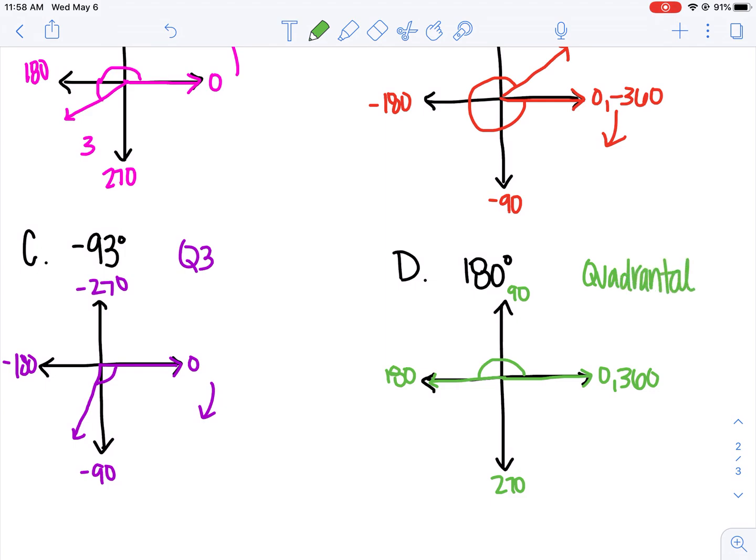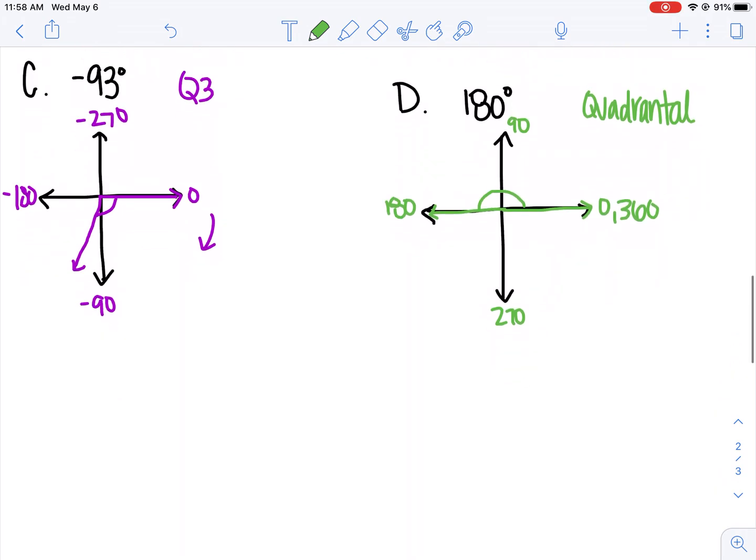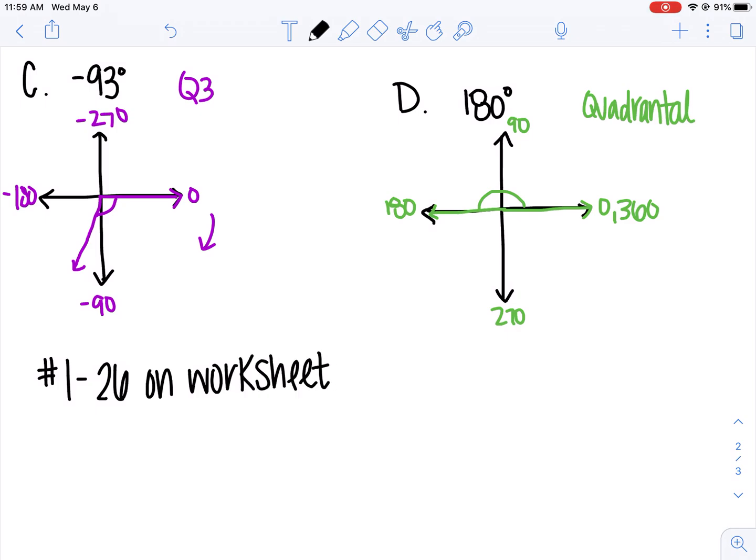So that is the basics of understanding the different types of problems. Now on your worksheet for today, numbers 1 through 26 on the worksheet will be for practice on this. The last thing that we want to talk about is coterminal angles.